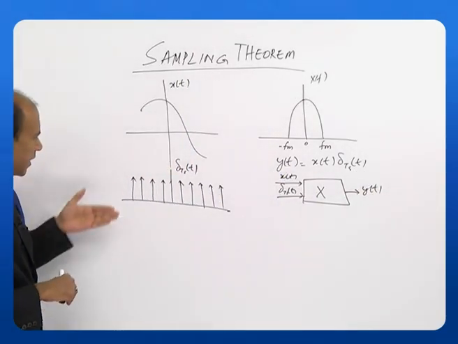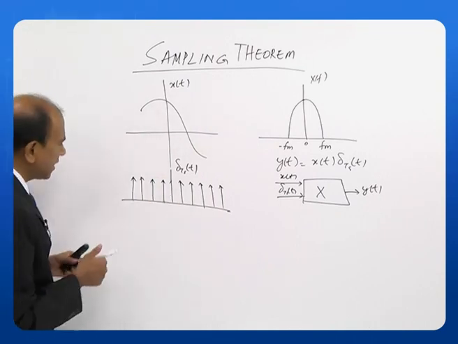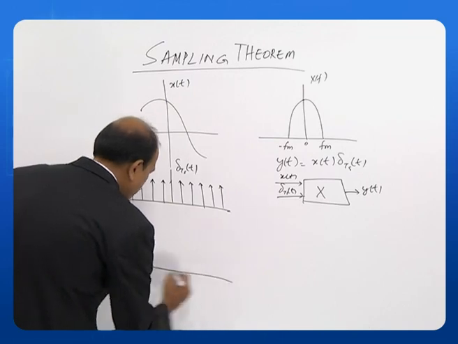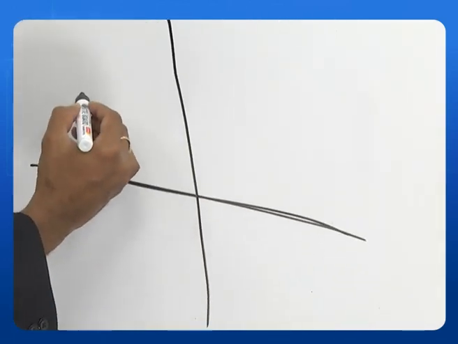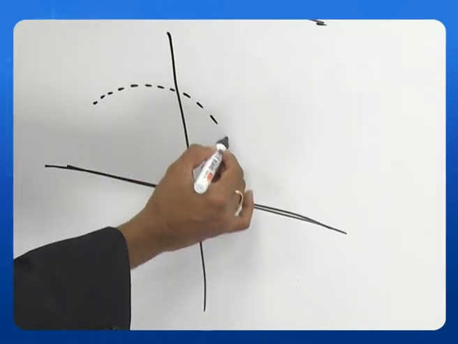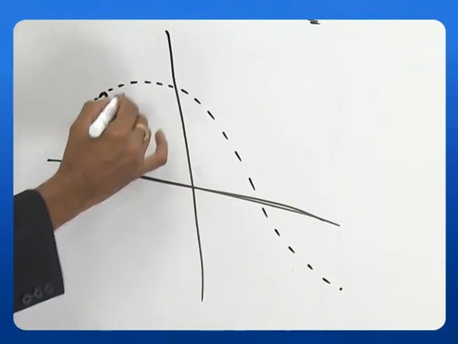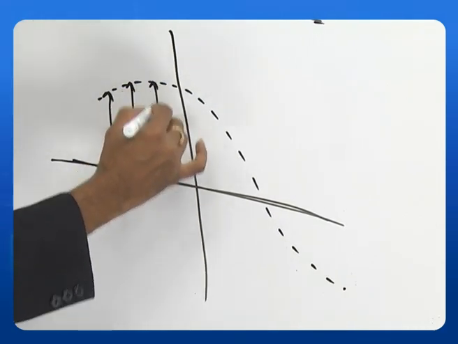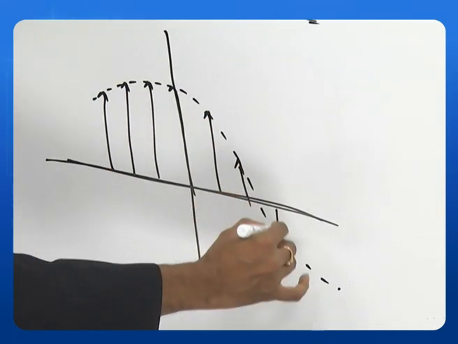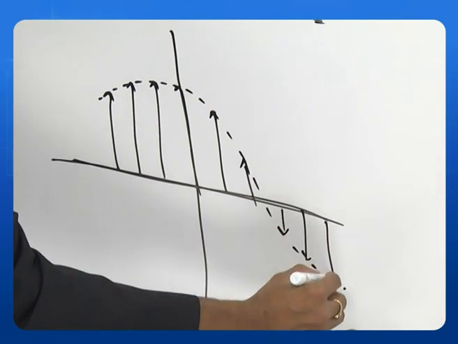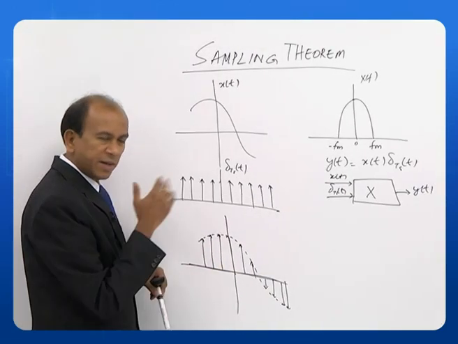Now, let us sample this. What I have to do is multiply these two. If you see this, the output will be something like this. So, this is my discrete signal.